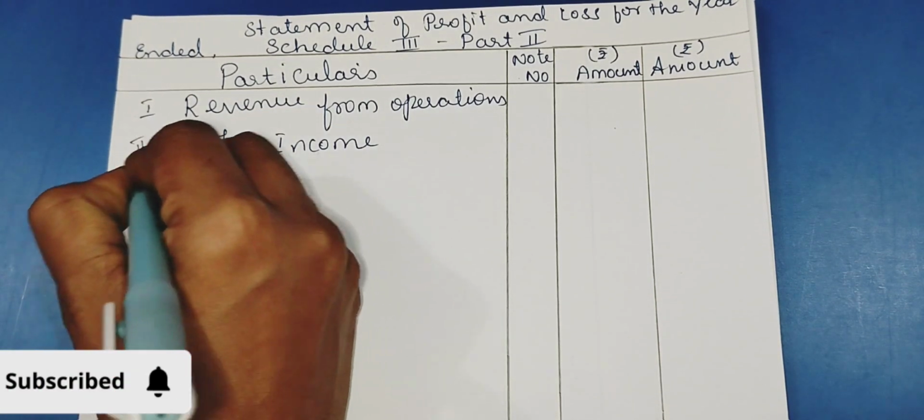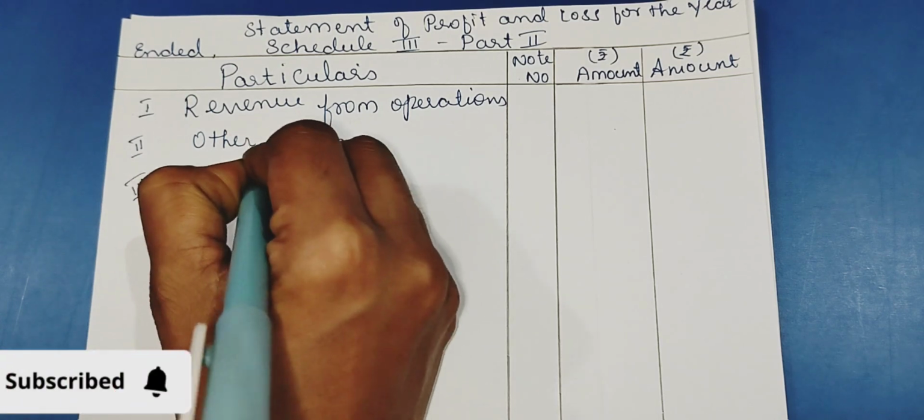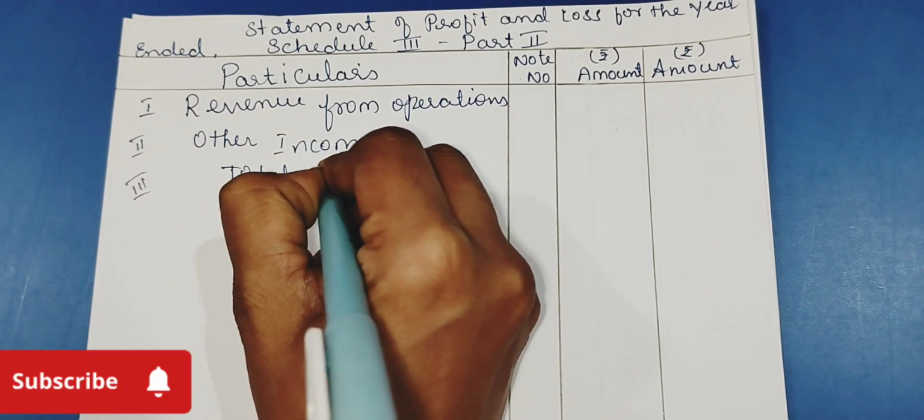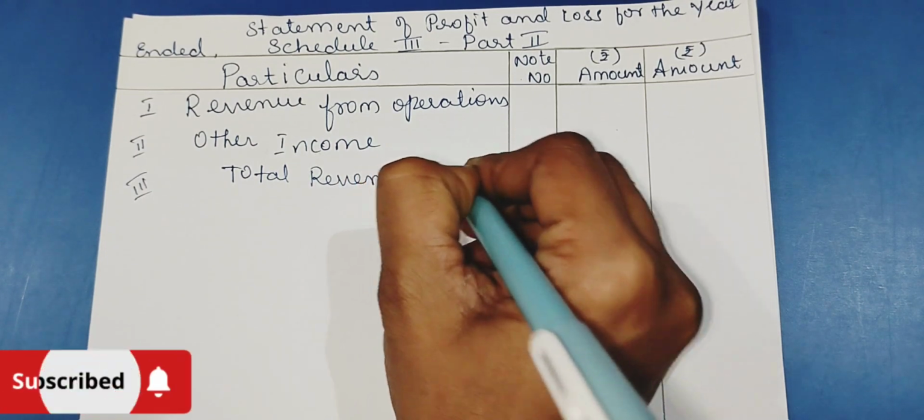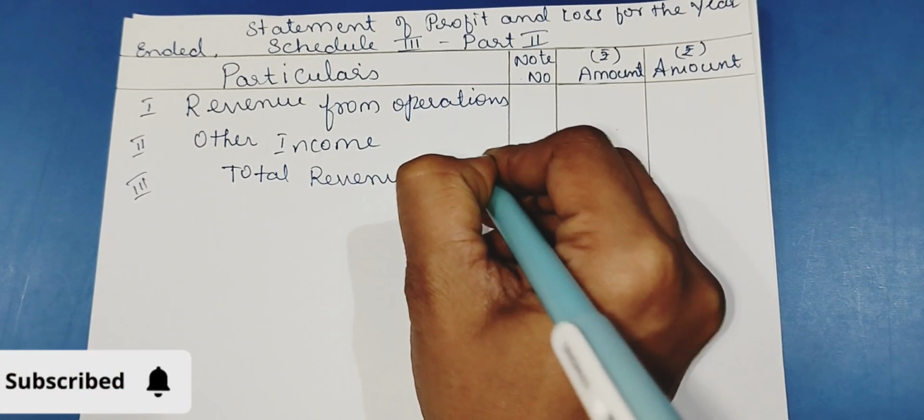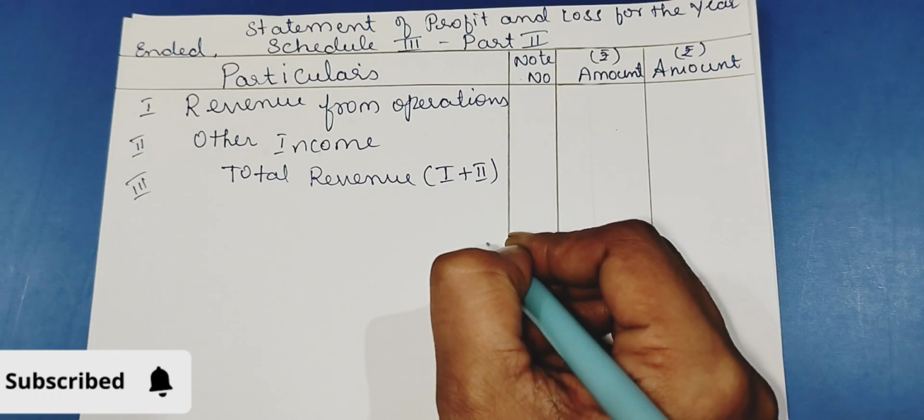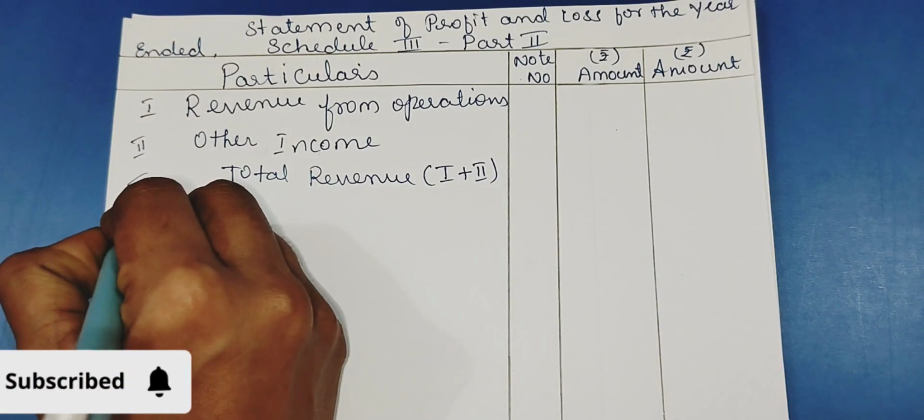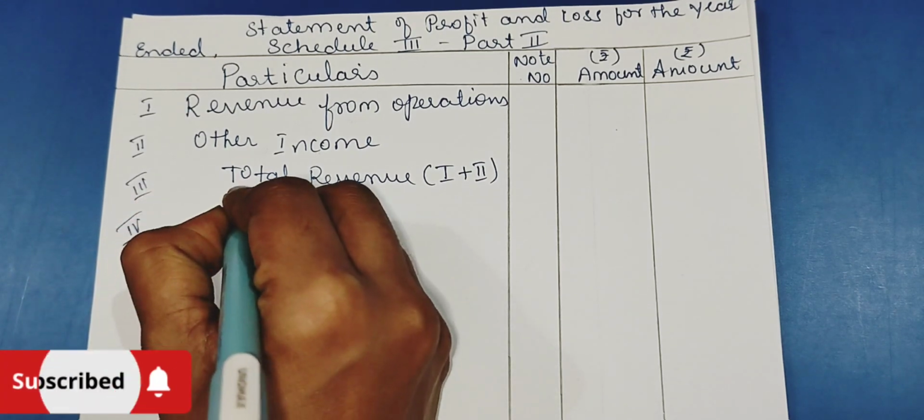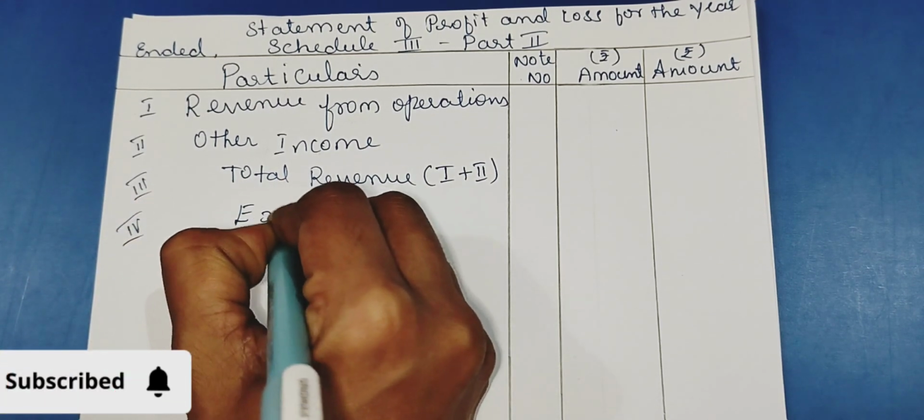Then the third item will be total revenue. How are we getting total revenue? By adding 1 and 2, we will get total revenue. After this, the fourth item is we are recording all the expenses.